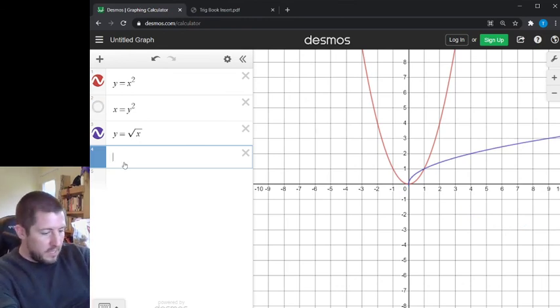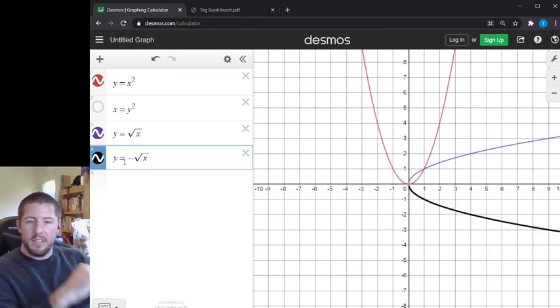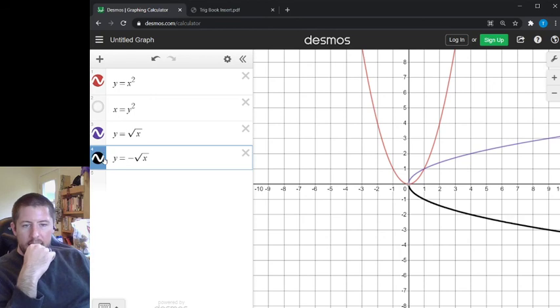So what we should recognize here is that y equals the negative square root of x would give us the bottom half. There's the negative square root of x. There's the positive square root of x. Notice that individually, that curve is a function.